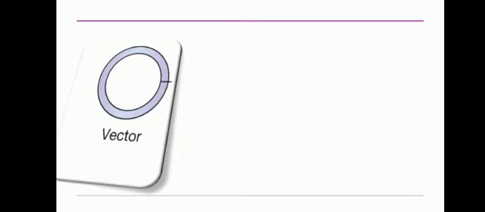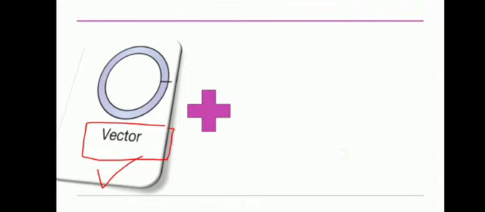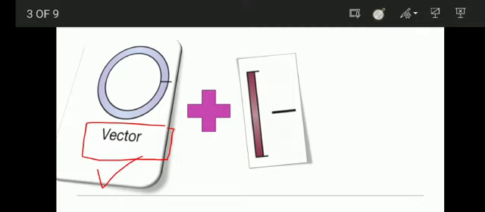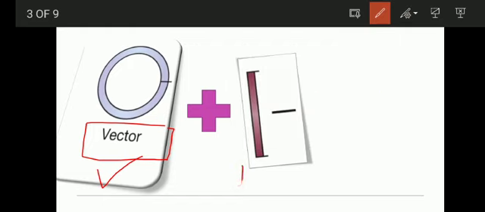Firstly, we need a circular DNA, which we call the vector. So this is the vector, that is the circular DNA molecule. Now we also need a fragment of DNA. So this is the DNA fragment.